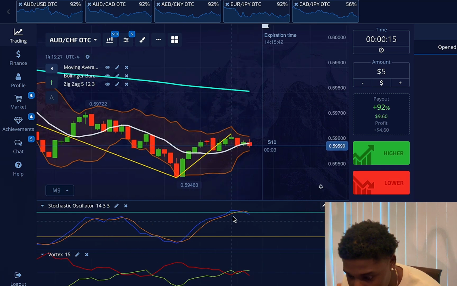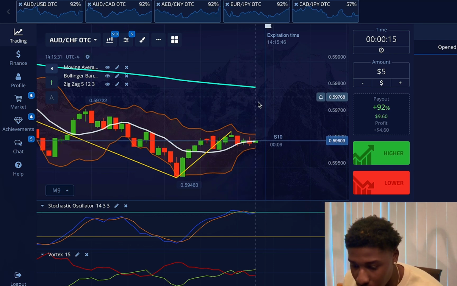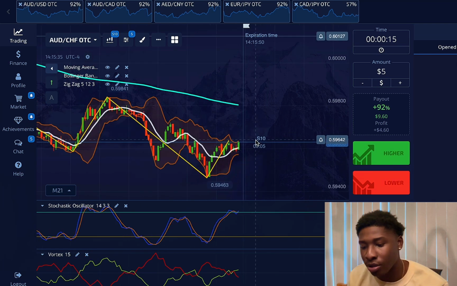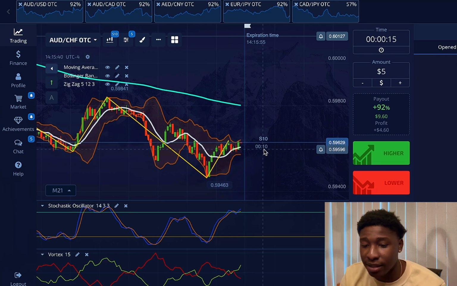But the blue line right now is under that orange baseline, meaning that we could go up. As you can see, the blue line just curved up and the candle just went up. So that's one thing you have to pay attention to, guys. You really got to pay attention to that stochastic.